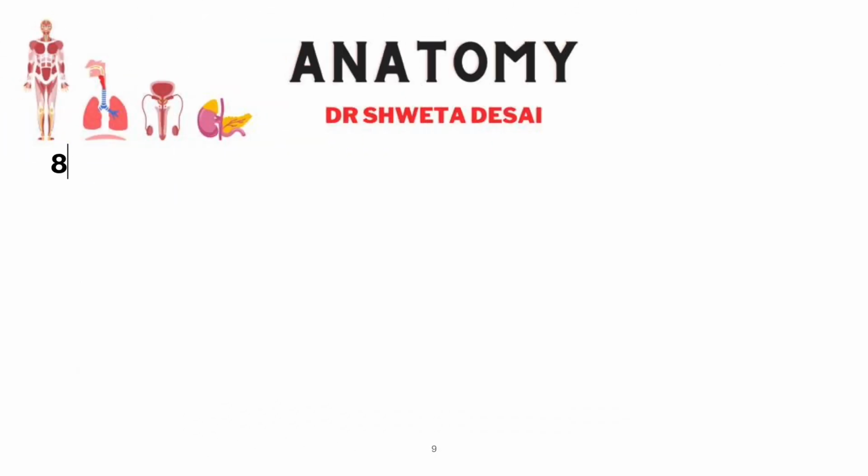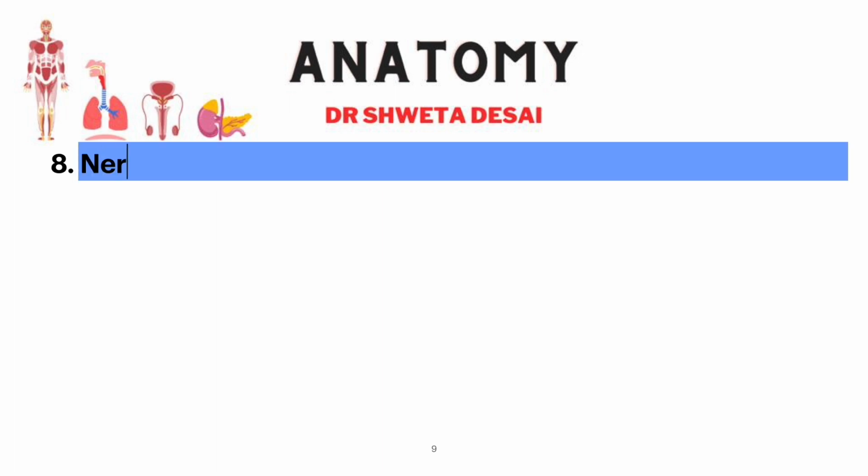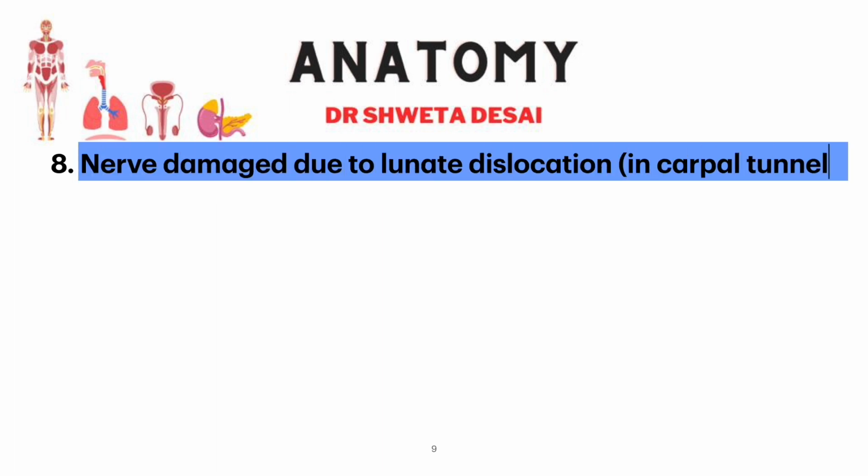Question number 8. Nerve damage due to lunate dislocation in carpal tunnel. A. Median and ulnar. B. Median. C. Ulnar. D. Radial. The correct answer is B. Median nerve.